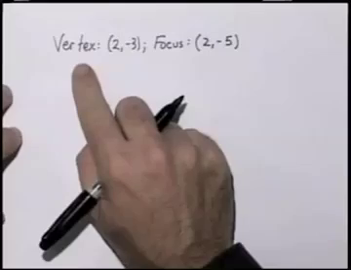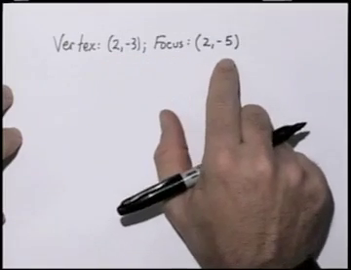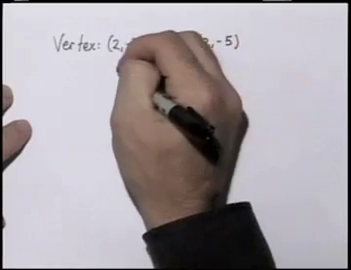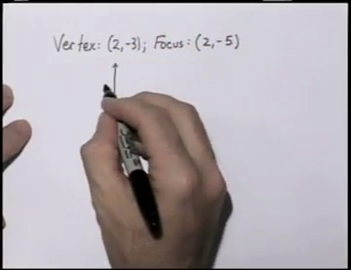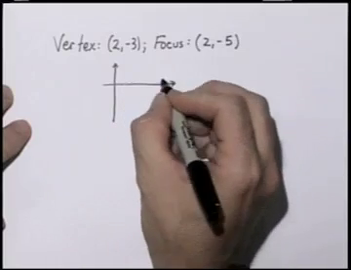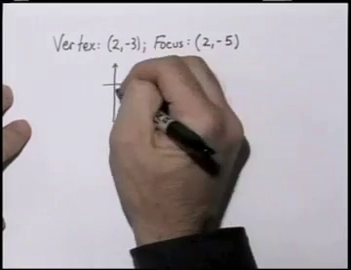We're now going to work with parabolas whose vertex is not the origin. Consider the parabola whose vertex is (2, -3) and whose focus is (2, -5). To help us get an understanding of what's going on, again, I think it's helpful to draw a rough sketch where the vertex and focus are going to be located.